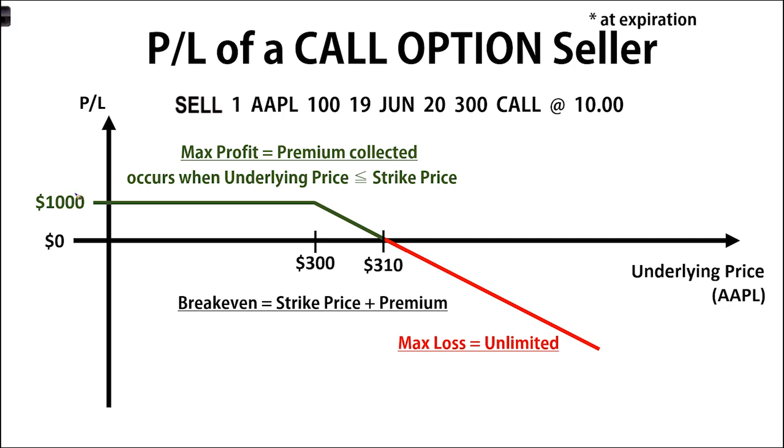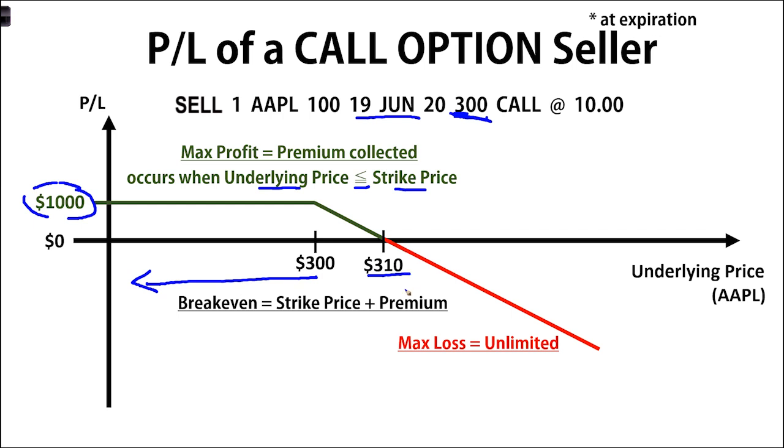And this is how the P&L chart of a call option seller looks. As a seller, your maximum profit is limited. This is realized when the underlying stock price is lower than or equal to the strike price of the contract. In this case, the strike price of the contract is $300, and so the max profit will only be realized if Apple can stay at 300 or drop below 300 by the time of expiration.